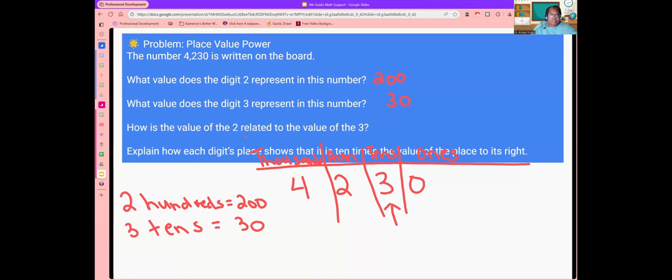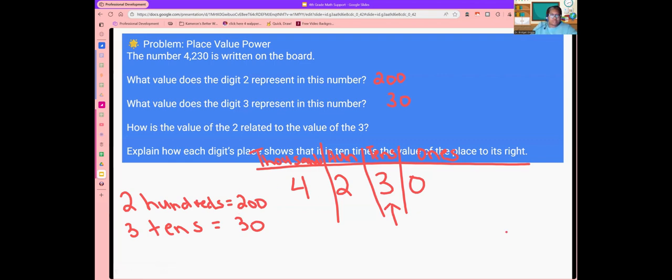Now, if we look at the value of the 2 related to the value of the 3, we can see that this has 200, this has 30. So there is an additional 0, which also indicates that it is in a different place value, multiplied by 10, because the hundreds place is 10 times as much as the tens place.